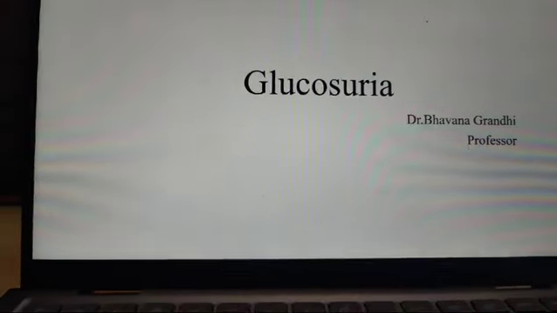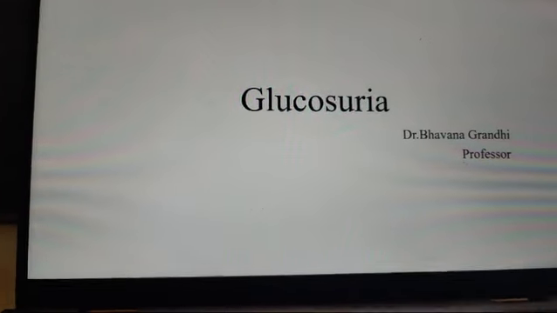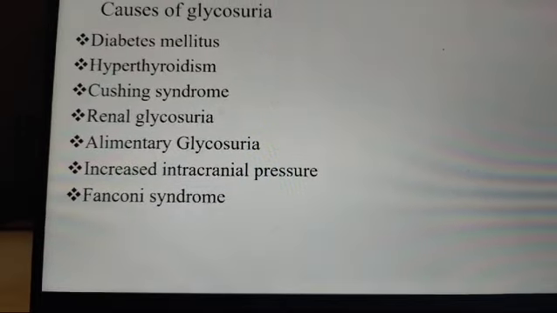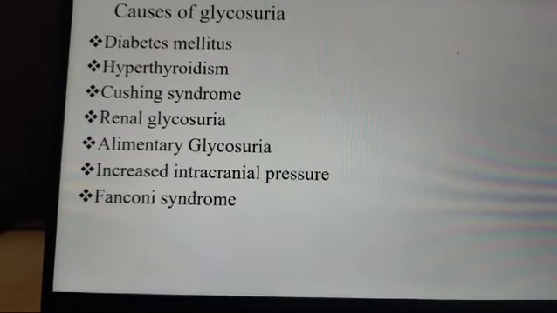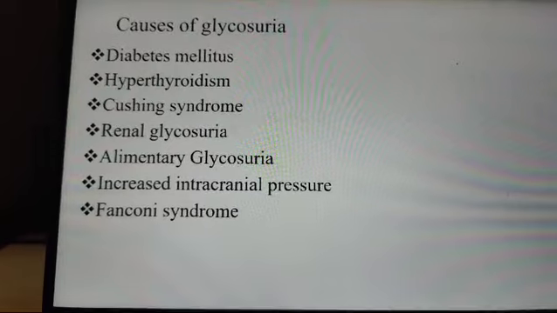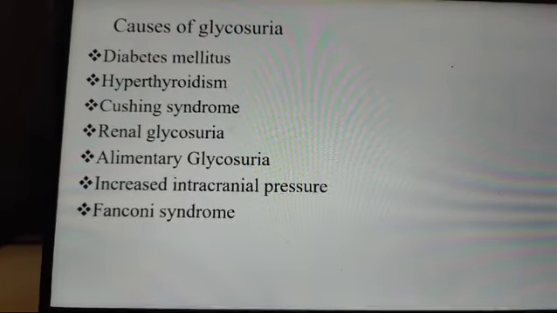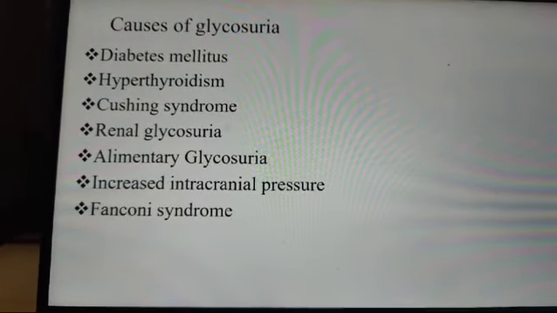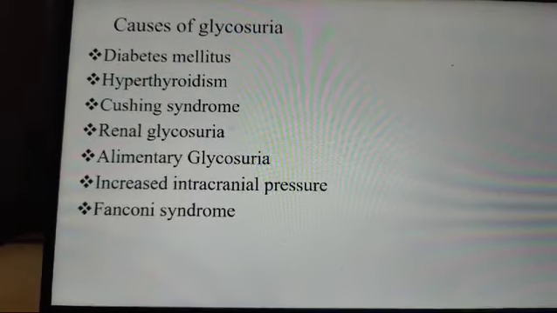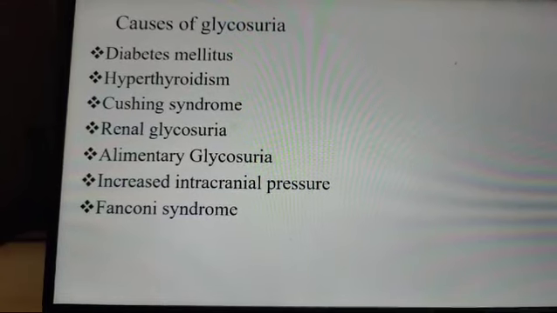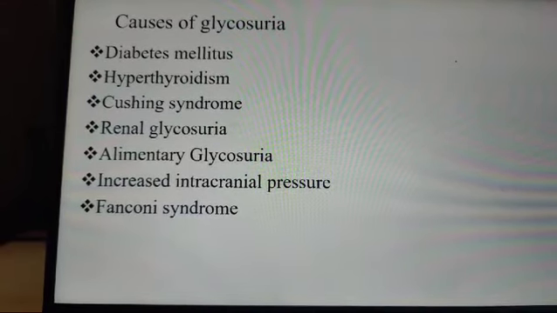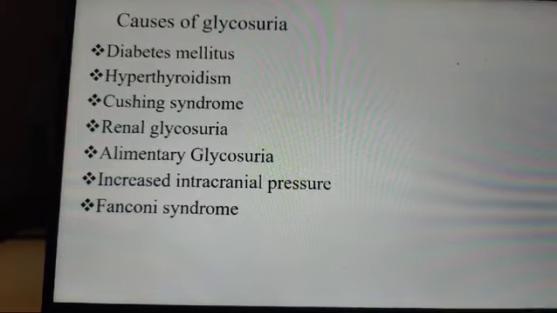Now we'll see about glycosuria, or glucose in urine. Urine having glucose is called glycosuria. Causes being diabetes mellitus, the most important cause, followed by hypothyroidism, Cushing syndrome, and renal glycosuria. Alimentary glycosuria are the next important ones. The other being increased intracranial pressure and Fanconi syndrome.